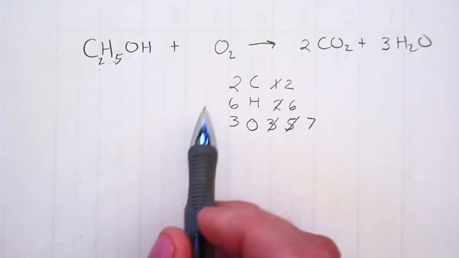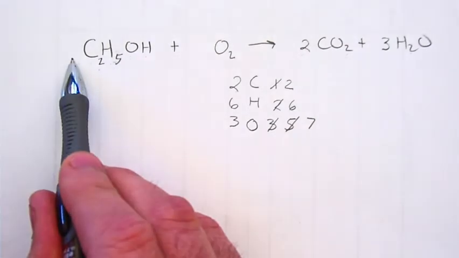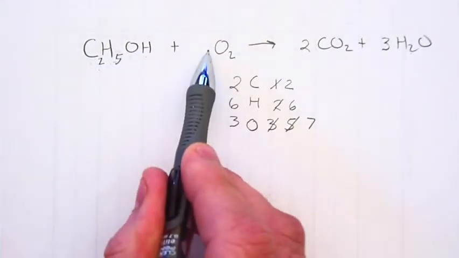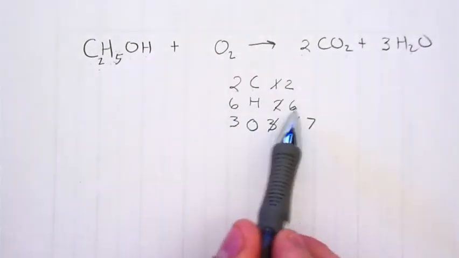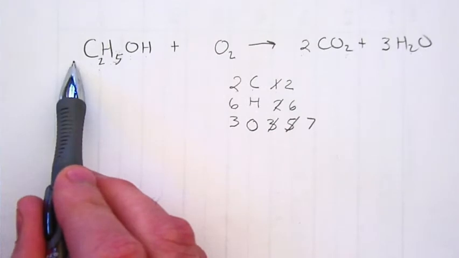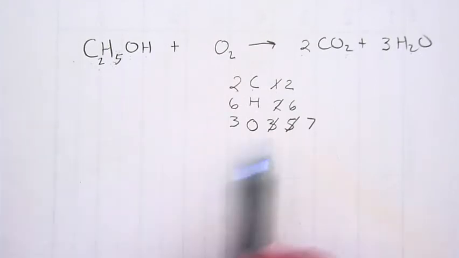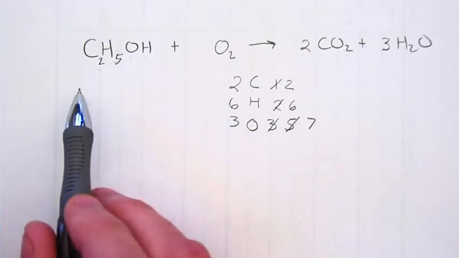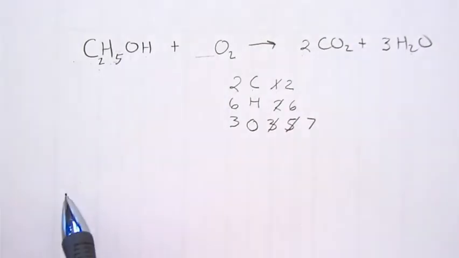Now, on the left, we have a choice. We can put a number here to give us more oxygens, or we can put a number here to give us more oxygens. Since the carbon and hydrogen are already balanced, and putting a coefficient there would throw the carbon and hydrogen out of balance, we are going to want to avoid that if at all possible. So instead, we're going to try and put a coefficient here.